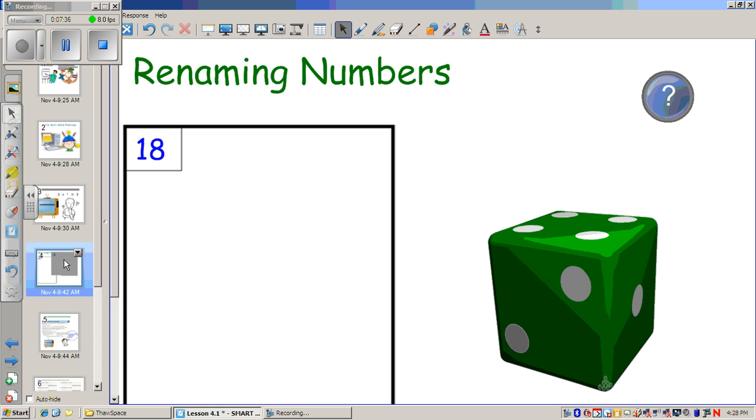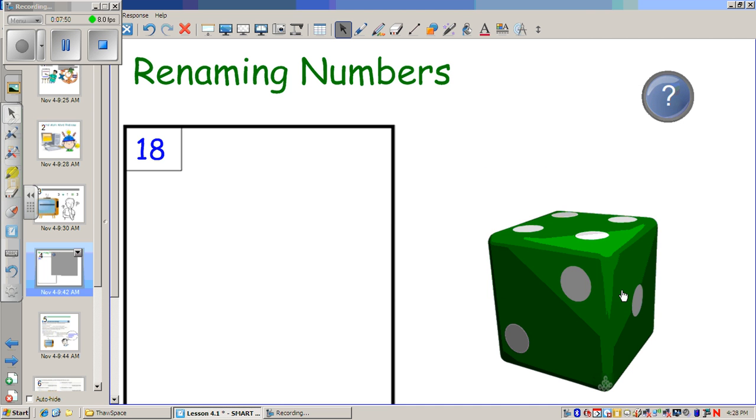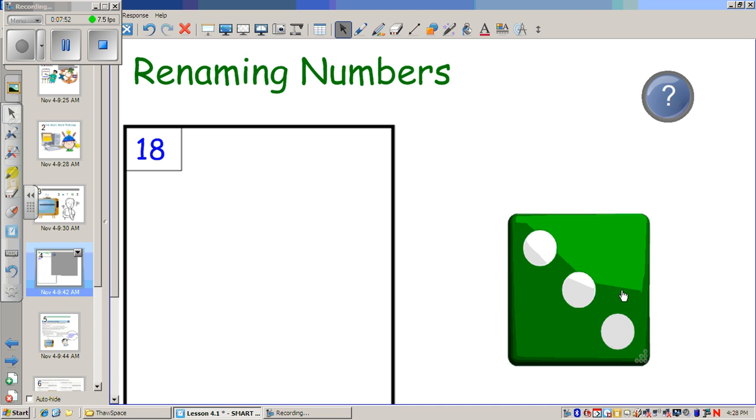So we're going to talk about renaming numbers, and our little question mark here says we're going to be using the name collection box to create names for the number 18 using multiples of the number we roll on the dice. So if I shake my dice here, I might get a 3. Okay, well, I know 3, 6, 9, 12, 15, 18.